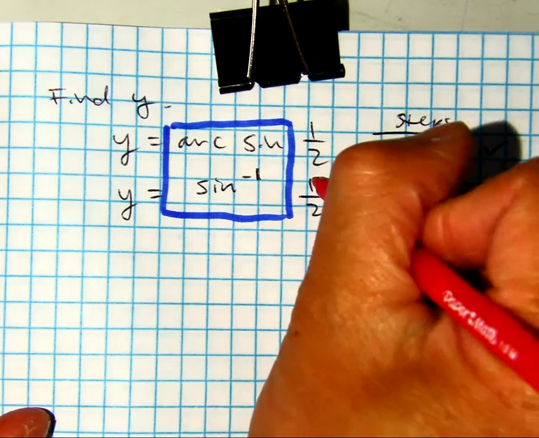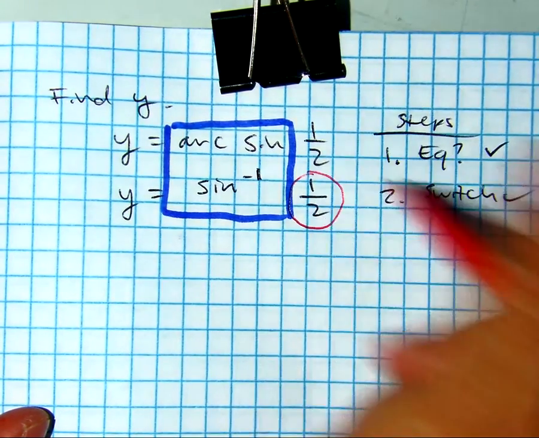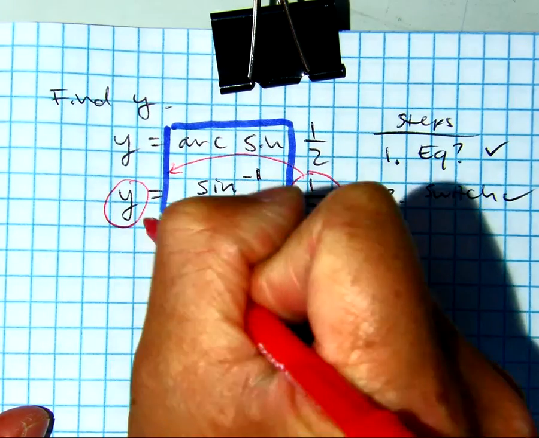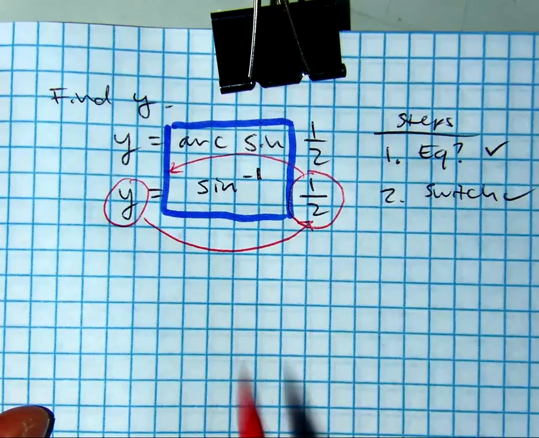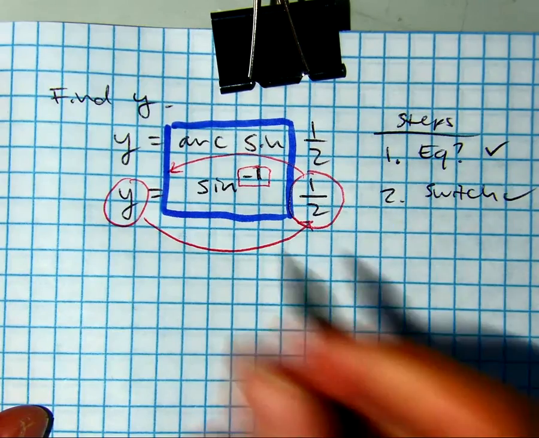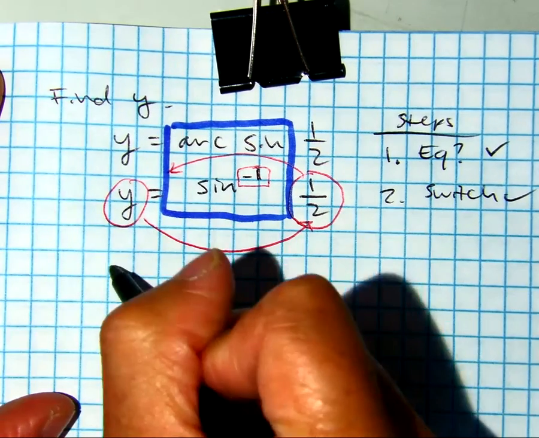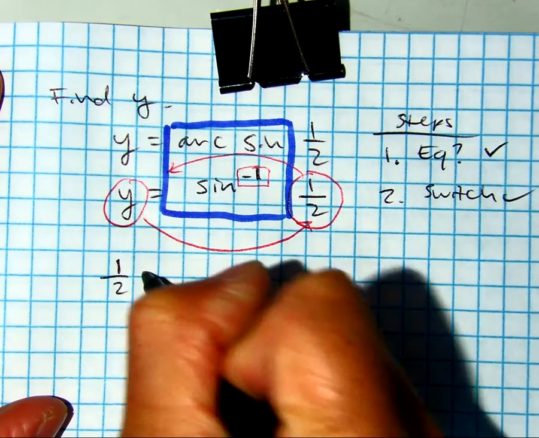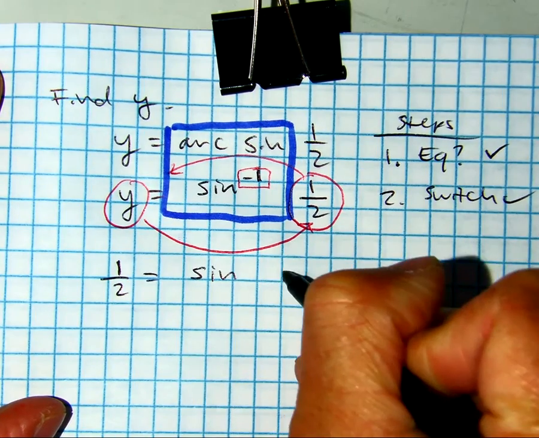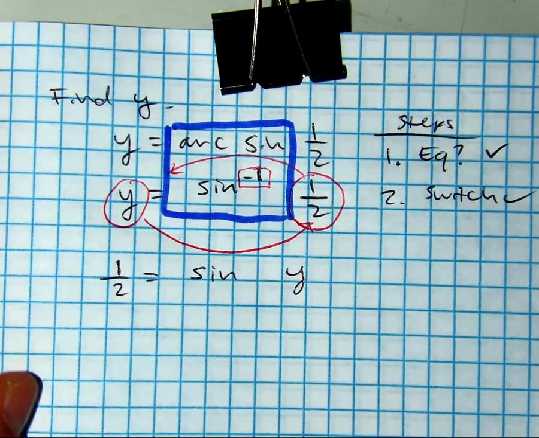We're going to be switching the 1/2 with y. We're switching the x's and y's. I'm going to put a little box around that. Don't forget to switch them. So class, what do I write now? 1/2 equals sine of y. What's the next step?